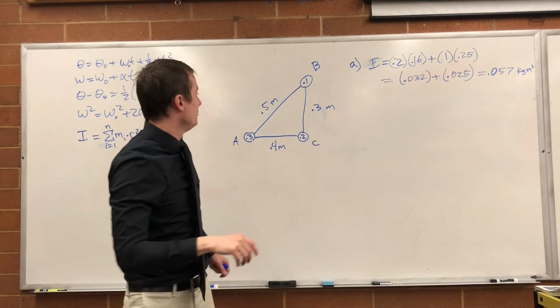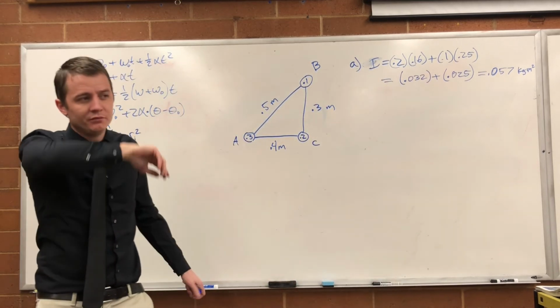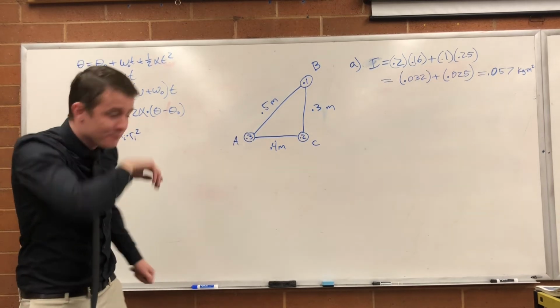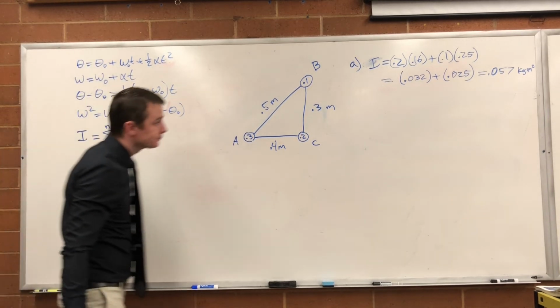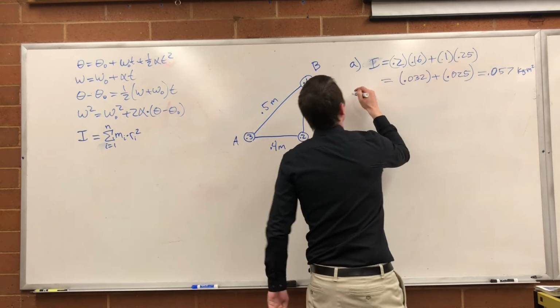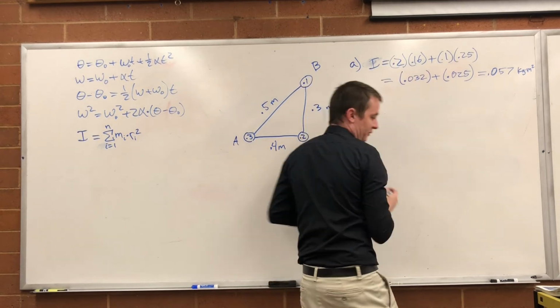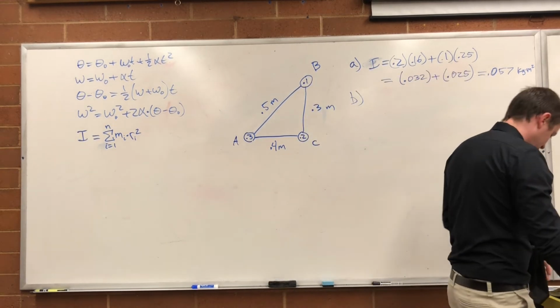That's what. Because it's one mass and two distances, right? Mass times distance squared. Okay, so that was part A. Part B now. Let's calculate the moment of inertia when we stick our rod a different way and rotate it a different way.